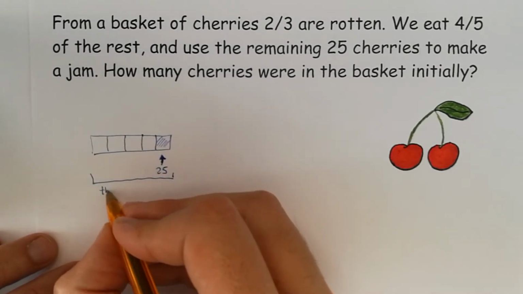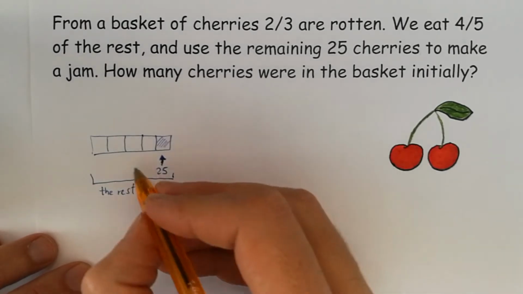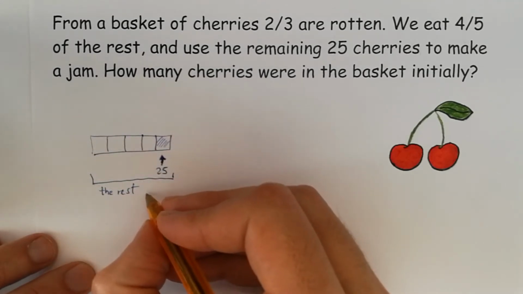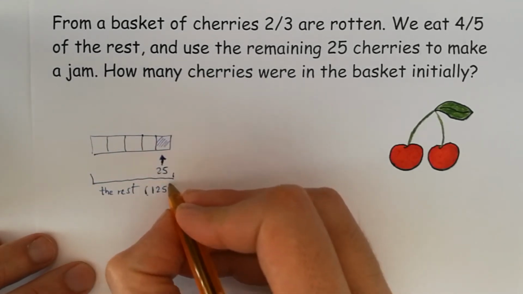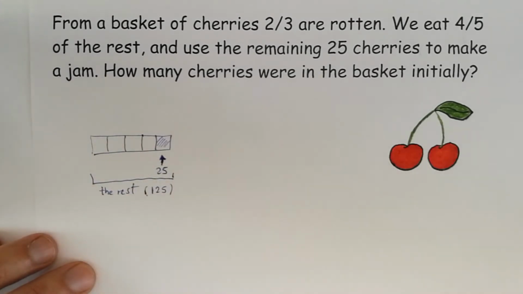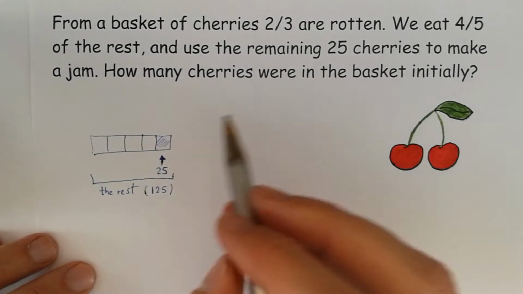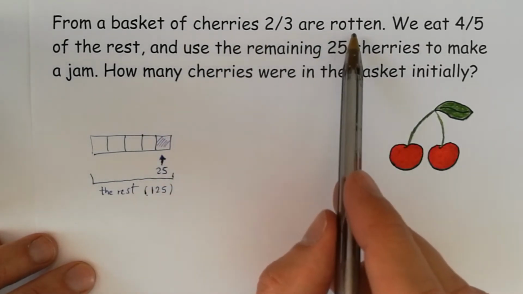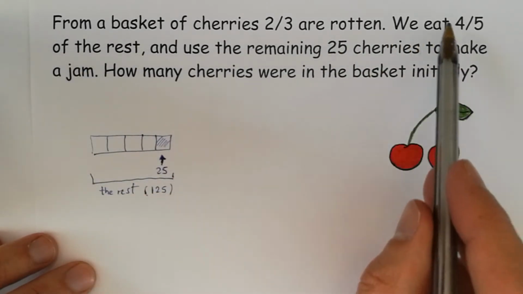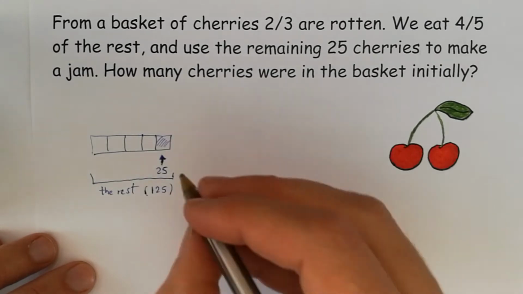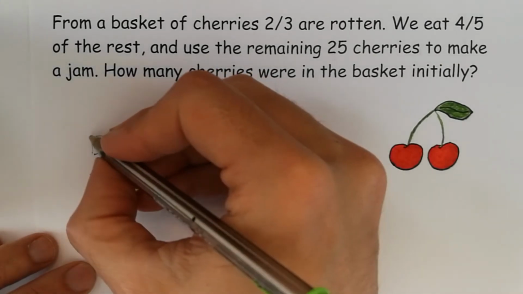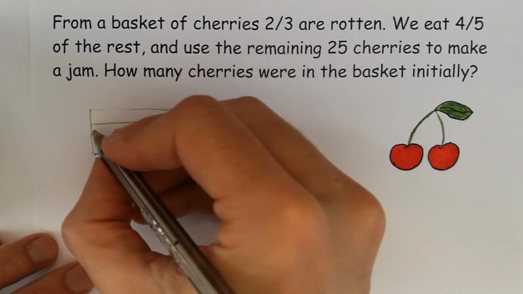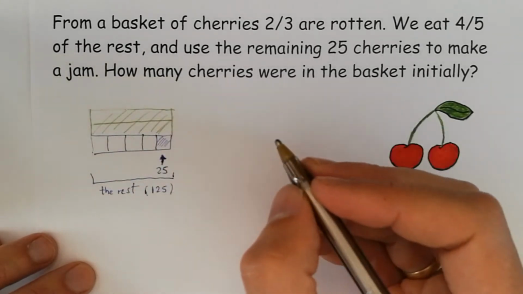This is what the problem calls the rest. And if we calculate this as a number, we can multiply and we get 125 cherries. Now, as a second step, we know that before that, 2/3 were rotten. So this part, the rest, is going to be 1/3. We can identify this with 1/3 of the total amount because 2/3 were rotten.